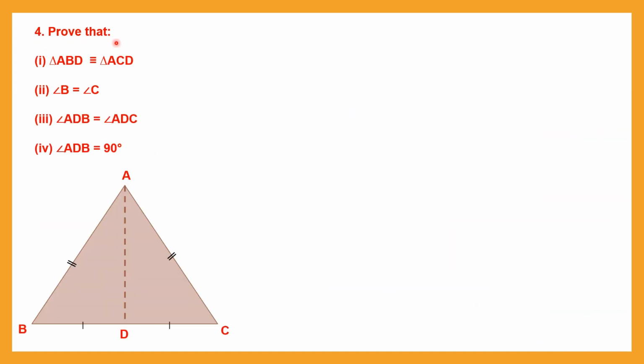Question 4, prove that. There are 4 questions here and we need to prove them. Let's begin with the first one. Triangle ABD is congruent to triangle ACD. So this is what we are going to write down. Now this symbol also stands for congruency. Now which are these two triangles? This is ABD. So this triangle. The other one is ACD. This is the other triangle. So we have two triangles here. The first question is we have to prove that they are congruent.